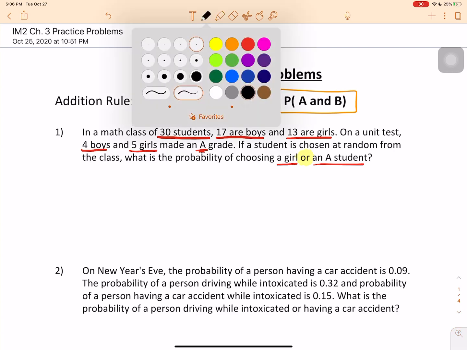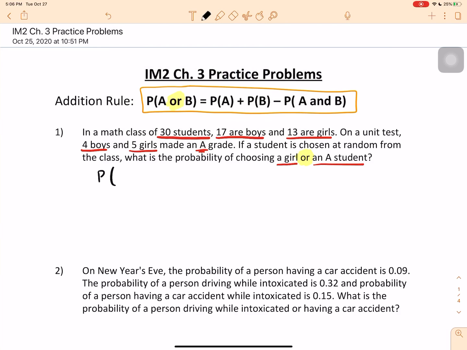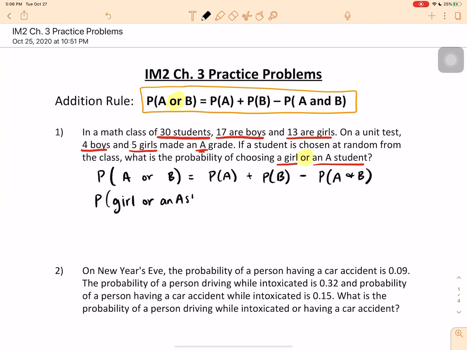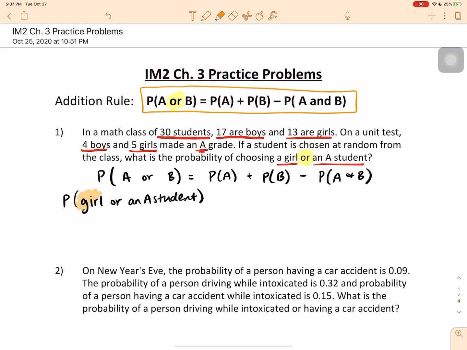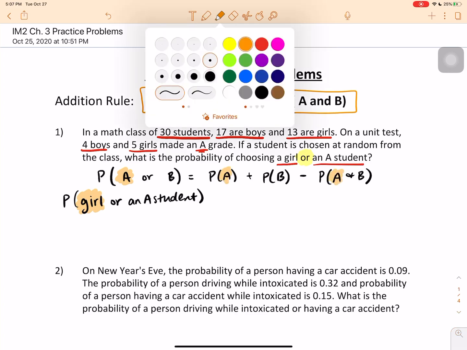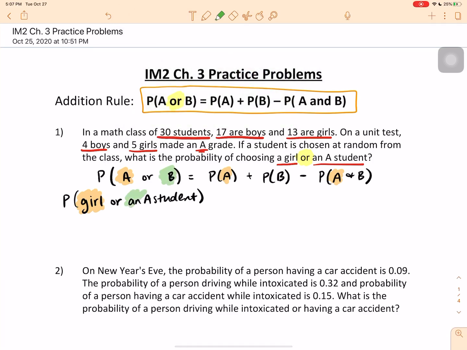So if we were to set this up, instead of A, here I'll just write P(A or B) equals the probability of A plus the probability of B minus the probability of A and B. We are asked, what is the probability of choosing a girl or an A student? Let me move this over so it's in the same setup. This part right here is our A, choosing a girl. And I like to color code, obviously. Event B would be choosing an A student.